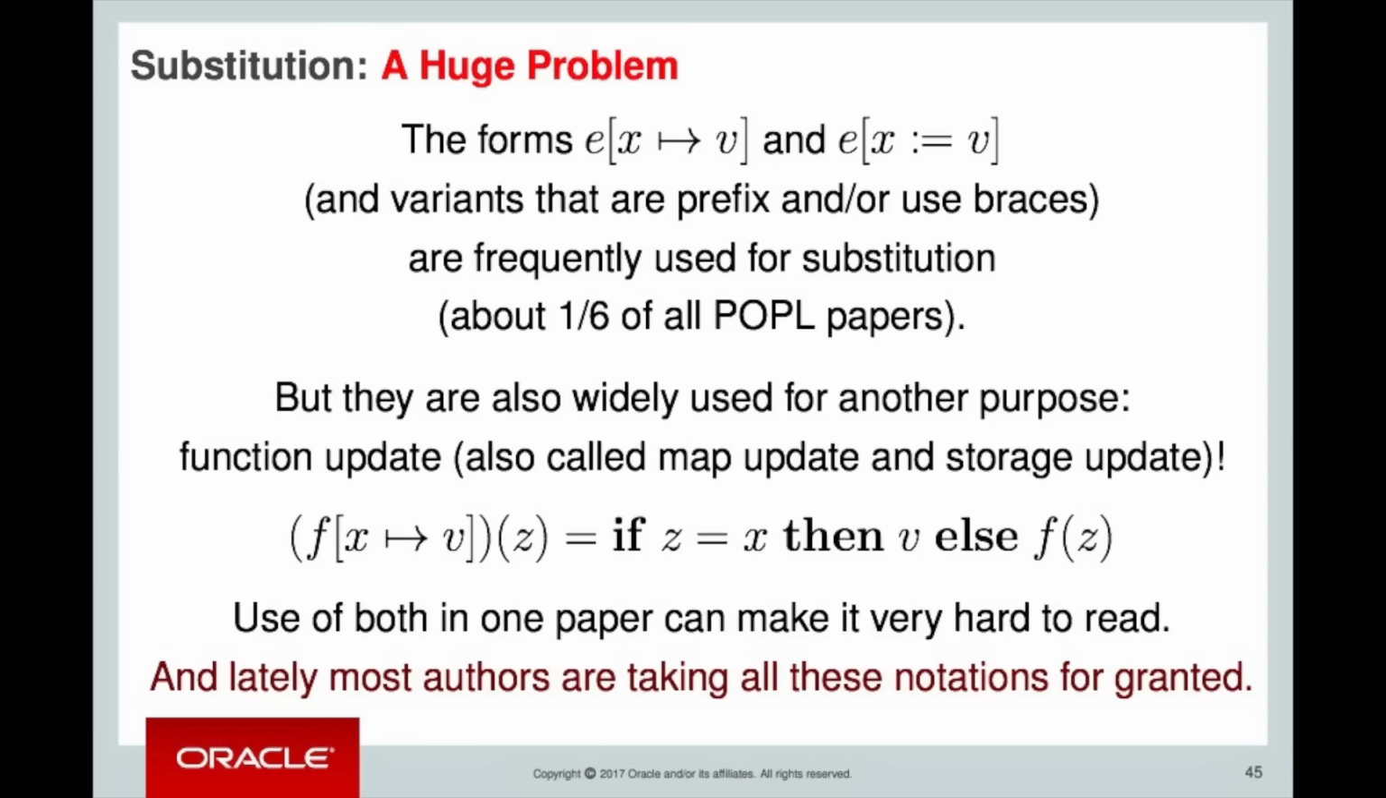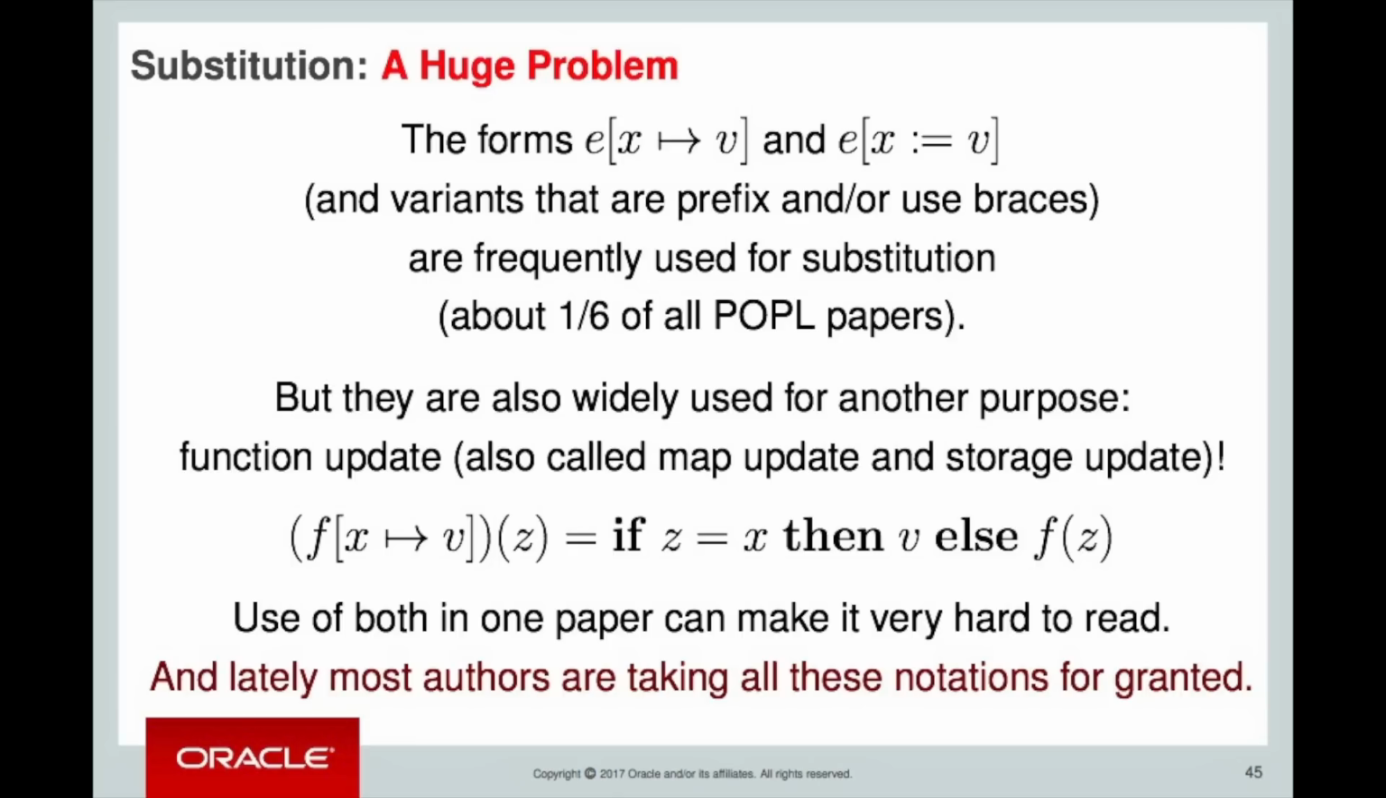But here's the huge problem. These forms using the maps to arrow and colon equals, and variants that are maybe prefixed rather than postfixed, and variants that may use braces rather than brackets, are very frequently used for substitution. They've appeared in about 1/6 of all POPL papers that use substitution.